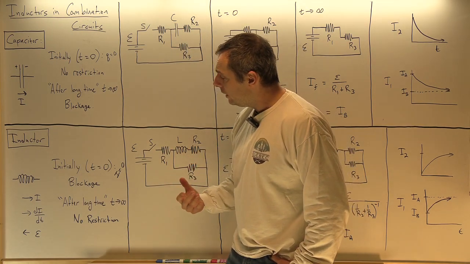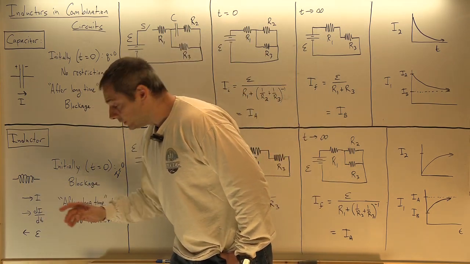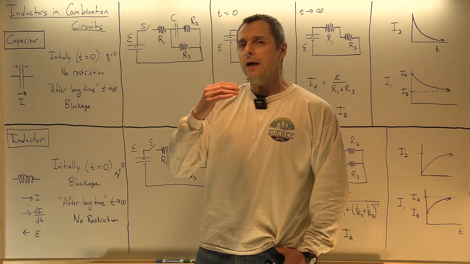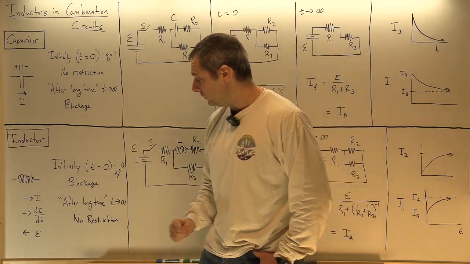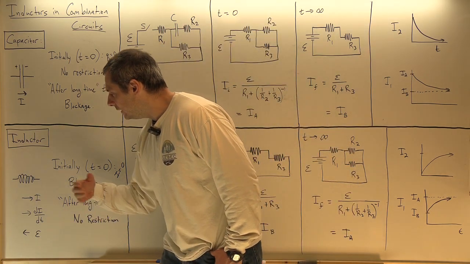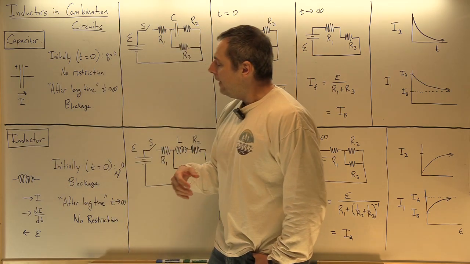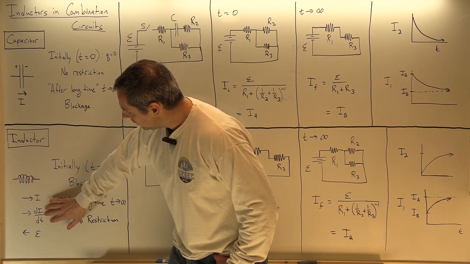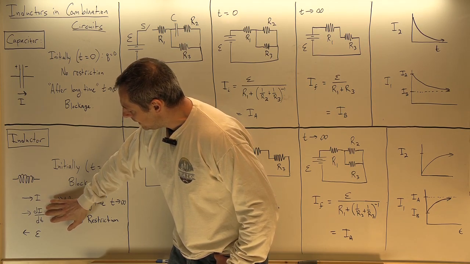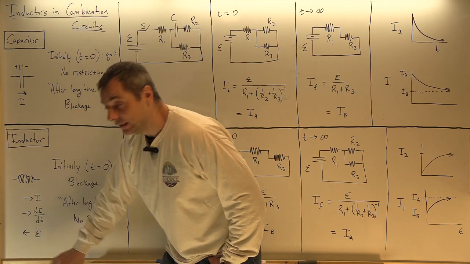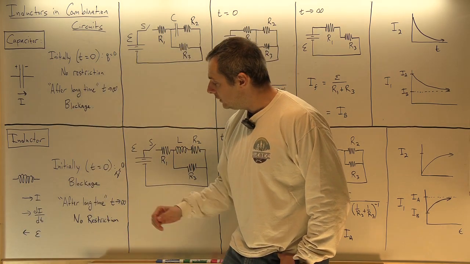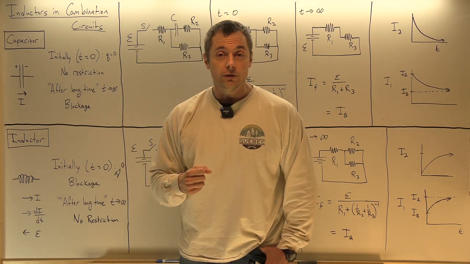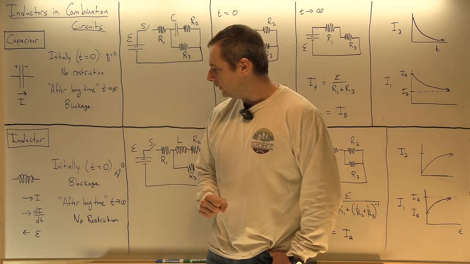The inductor will act like a blockage with that backwards voltage on the current. So it blocks the current only initially, but it does allow it to increase just gradually instead of jumping up instantaneously. And then after a long time, the current reaches a constant value, so there's no di dt and there's no voltage in the inductor, so that means there's no restriction. The current flows after a long time freely through the inductor.